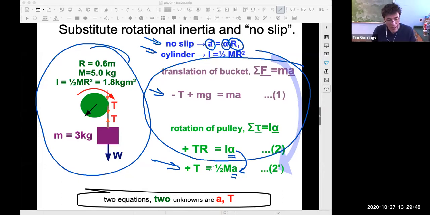If you step back and look at those two equations, you see that now there are two equations with two unknowns. We don't know t, we don't know a. We can find t and a by mathematically solving the two equations for the two unknowns. We turn this sophisticated physics problem of the bucket falling down the well into a simple mathematical problem of solving two equations for two unknowns. So let's go ahead and do that.